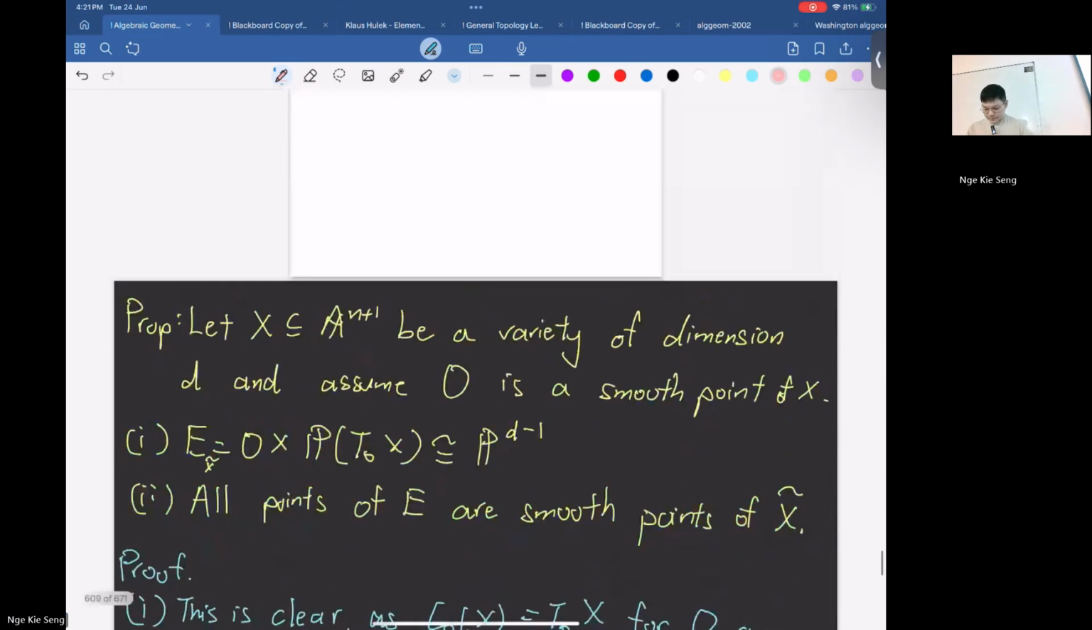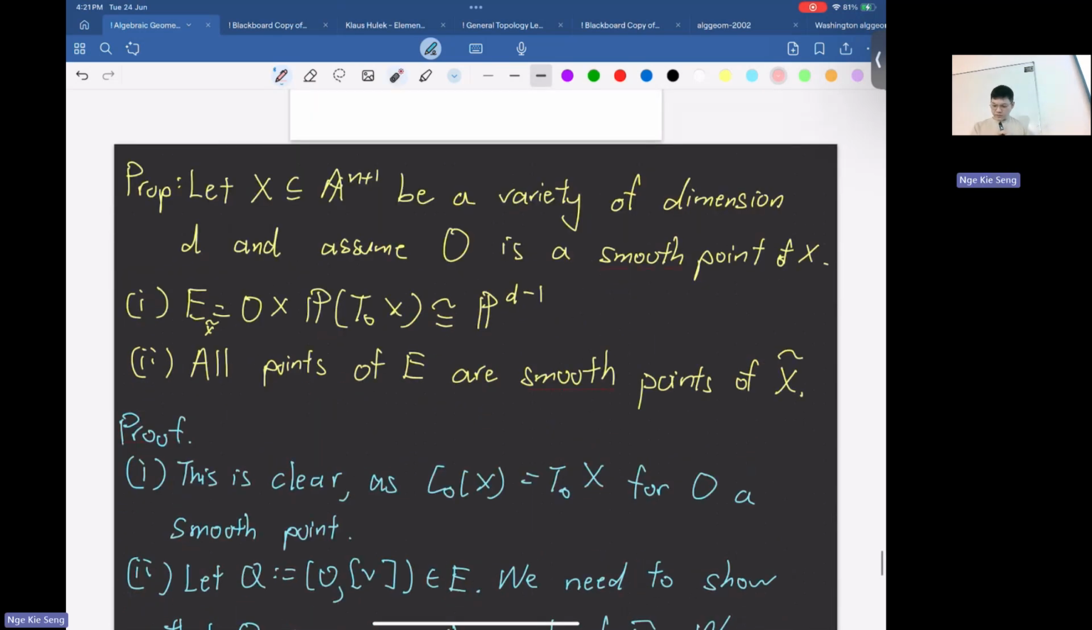Right. So before that, we have these two statements also. If it is smooth, the projective cone is just the projective tangent space. Because when a point is smooth, the tangent cone equals its tangent space. This is what we mentioned last time. I put the whole proof inside the notes already, so you can try and check back.